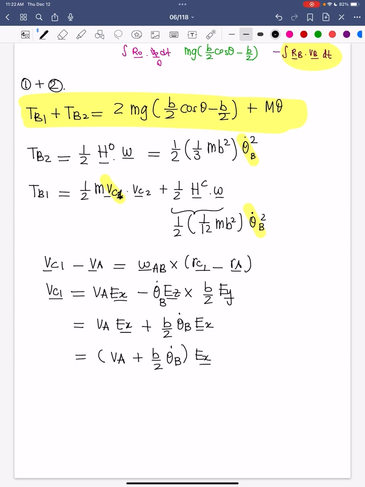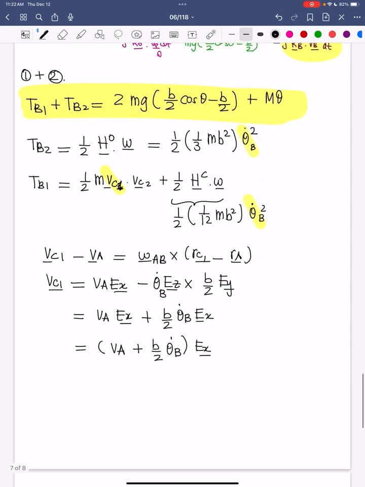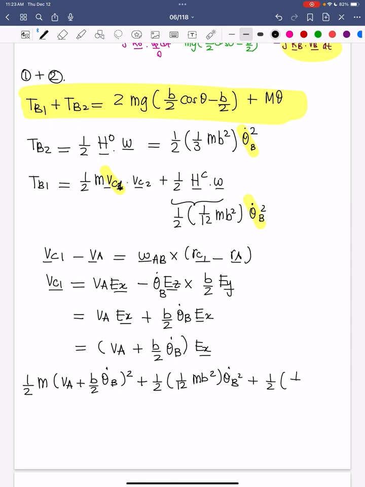Okay, so now if I replace in the initial equation, I will get half M times VA plus B over 2 theta dot B squared, plus 1 over 2 times 1 over 12 M B squared theta dot B squared, plus 1 over 2 1 over 3 M B squared theta dot B squared is equal to 2mg B over 2 cosine theta minus B over 2 plus m theta.